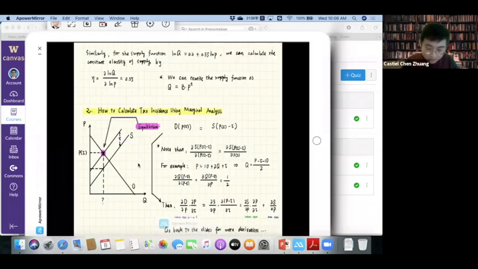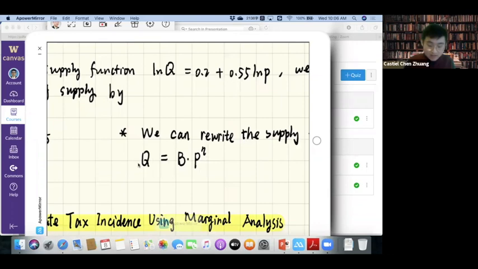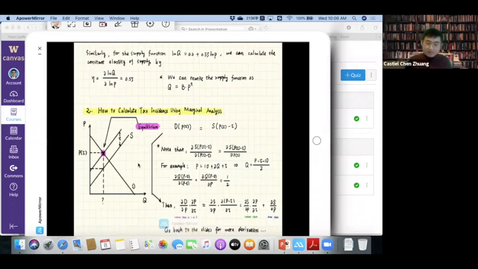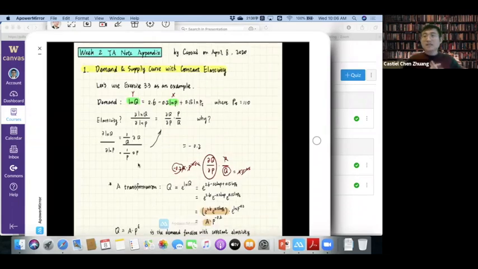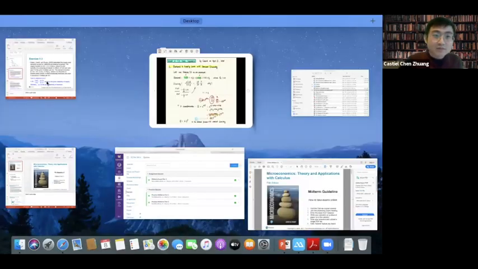And then we can do a transformation. Then we have Q equals B times P to the power of eta. So that eta is the elasticity of supply. So the demand function and supply function with constant elasticity can be written as a natural log function, or it can be written as an exponential function. So depending on how the equation is written, you will be able to use the formula that makes the calculation the easiest. All right, so let's move on.